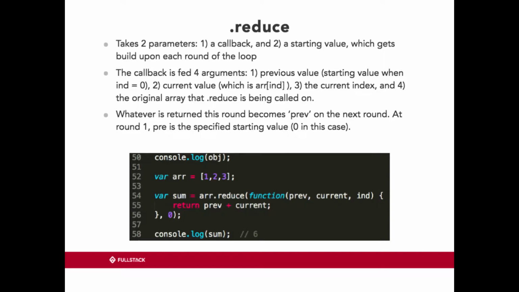3, right? Because when I was at 2, it returned back a 3. So that 3 is now my new previous, and my current is also a 3. So when I return back 3 plus 3, I get 6. And at the very end, once reduce says, hey, I'm at the end of my list, I'm done, it just returns back that value to you. And now you have a 6.